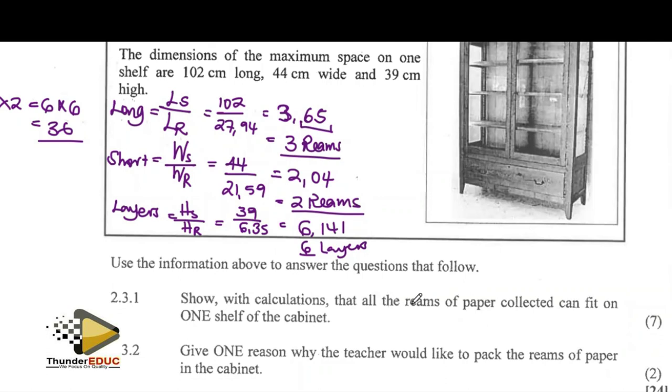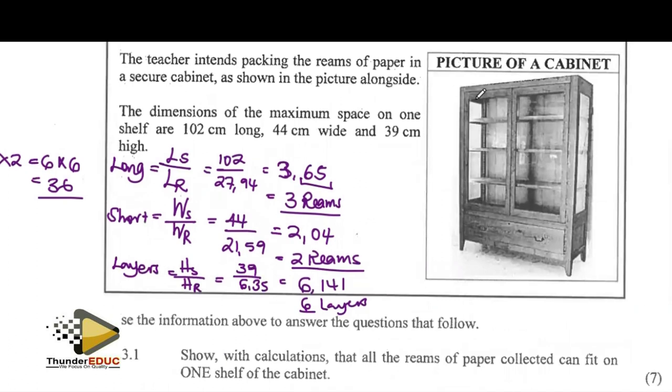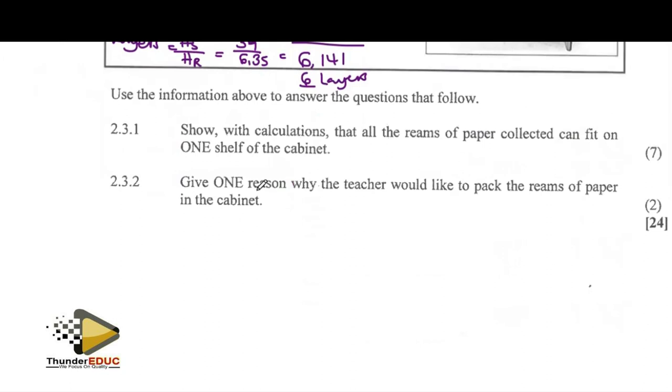Show with calculations that all the rims of paper collected can fit on one shelf of the cabinet. One reason why a teacher keeps them in the cabinet is security, to keep them safe, not for them to be stolen. Number two, for easy management, because you will know who picked, who gave you permission, you understand?